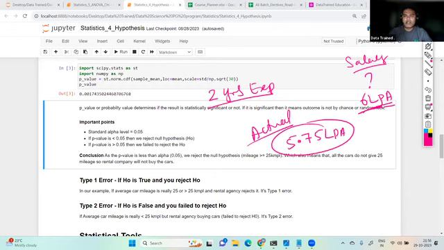I predicted you will get 6 lakh per annum, but actually you got 5.75. So what do you think about it? How do you rate my prediction? Is it good, bad, average? I'm asking you, I have enabled the chat. Most of you are saying good, very close, average, but nobody said bad.